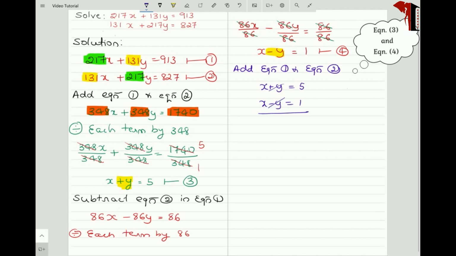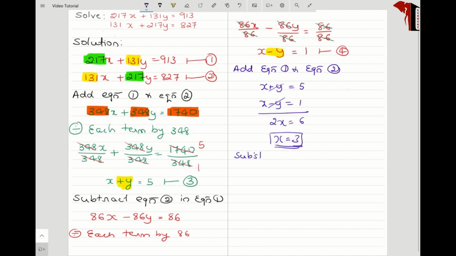So what do you get? It is 2x equals 6, x equals 3. So one of the variables we got. Now substitute this x in any one of the equations, either 3 or 4. So I'll take 3, substitute x equals 3 in equation 3. So what is equation 3? It is x plus y equals 5, equation 3.